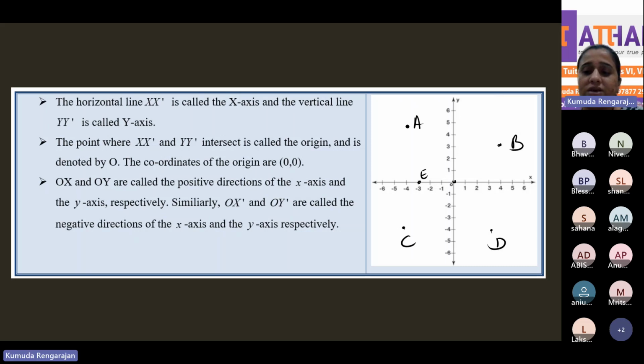So the origin is represented by the capital letter O, and given by the address 0, 0. Understand, this is the letter O. This point, which is called the origin, is represented by the letter O, because we know every point is represented by a capital letter in the English alphabet. The address of the origin is 0, 0.